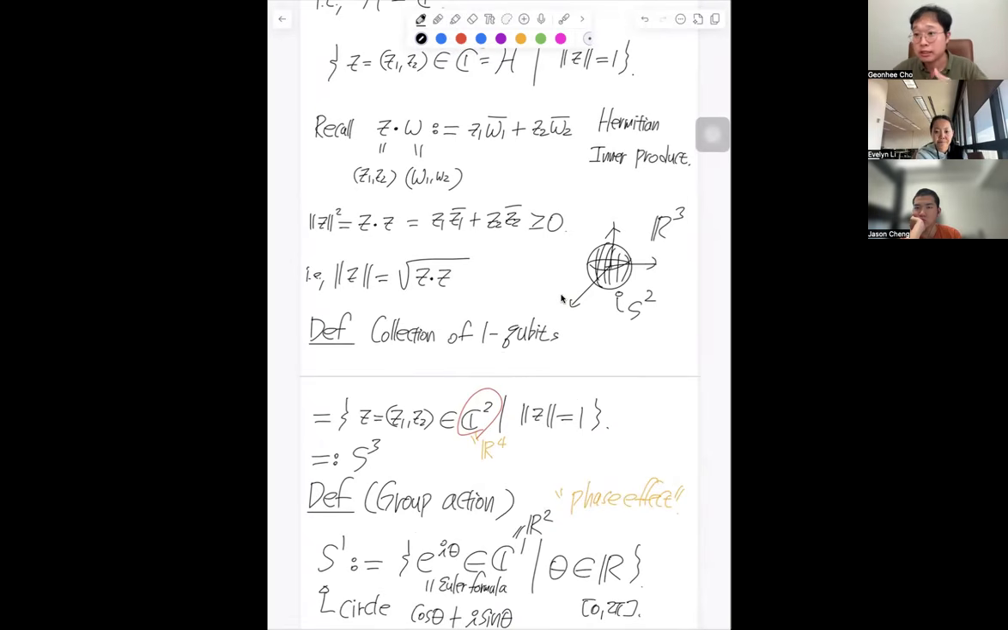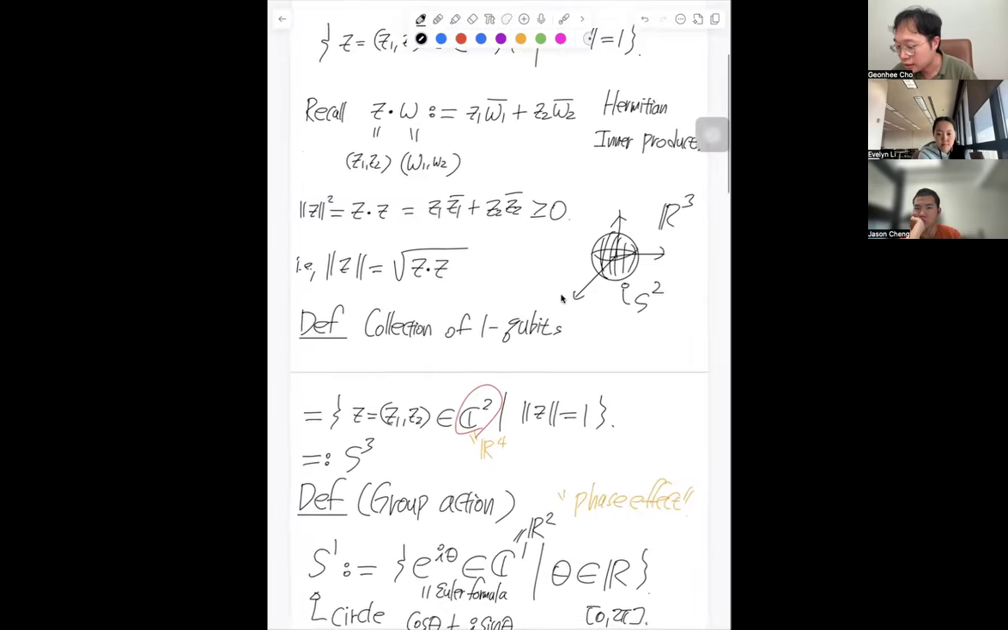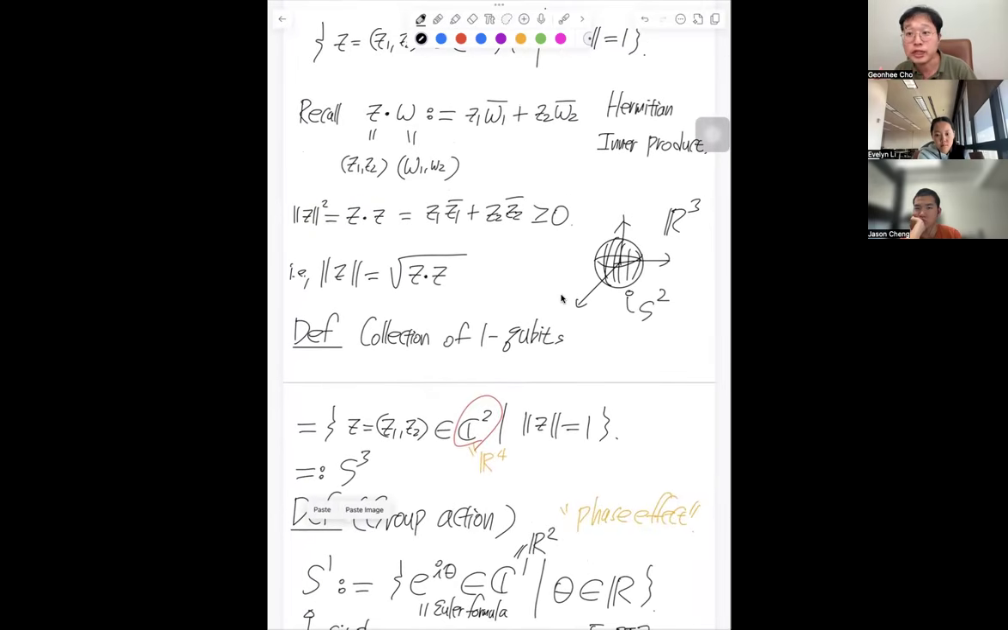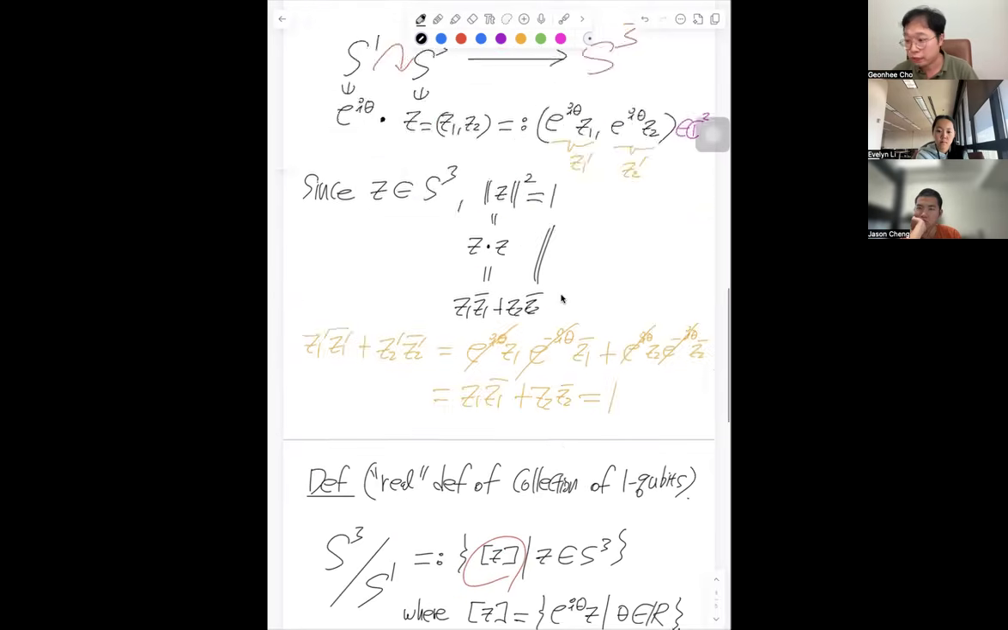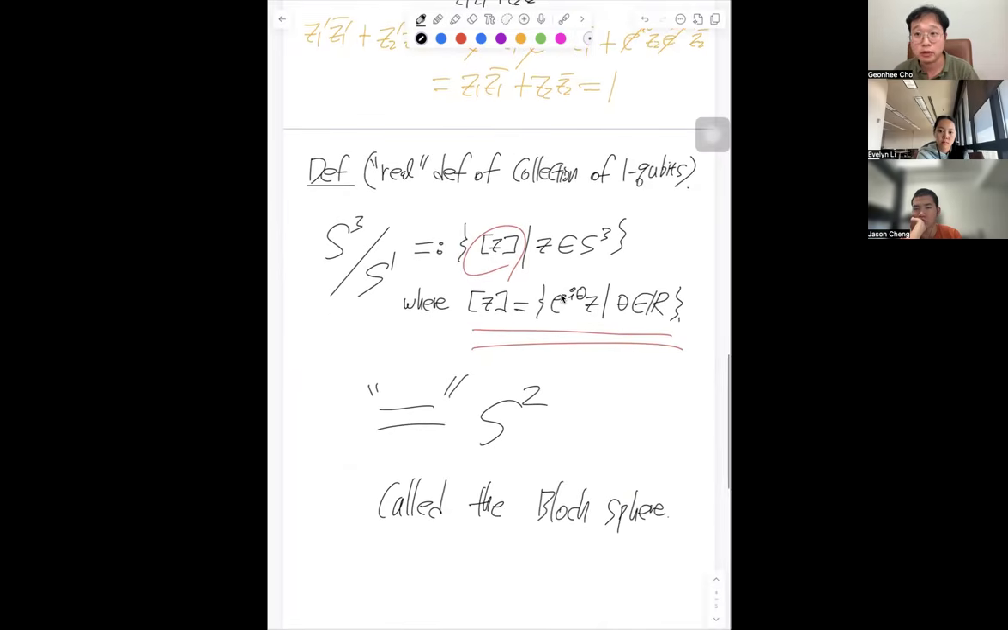But if you really just look at that, it's a different dimension. It must be a three-dimensional object because there's one equation, so we should decrease one dimension. However, we also identify the effect of the global phase. It becomes indeed a two-dimensional sphere. And this is what we call the Bloch sphere. And in our project, we will call it the complex projective line.